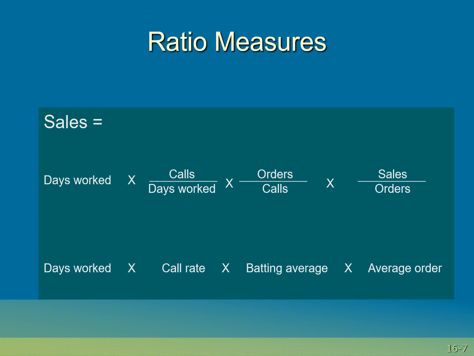And what are the orders? The number of orders divided by the number of calls you made. That's actually the batting average. The batting average is the total number of orders you received divided by the total number of calls you made. Batting average is how well you do. And then total sales divided by the total number of orders you got is the average order, the size of the average order.